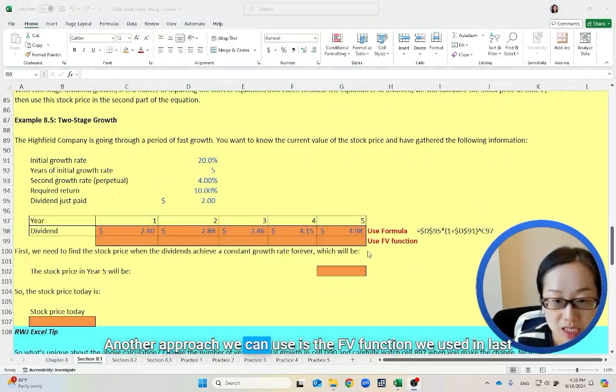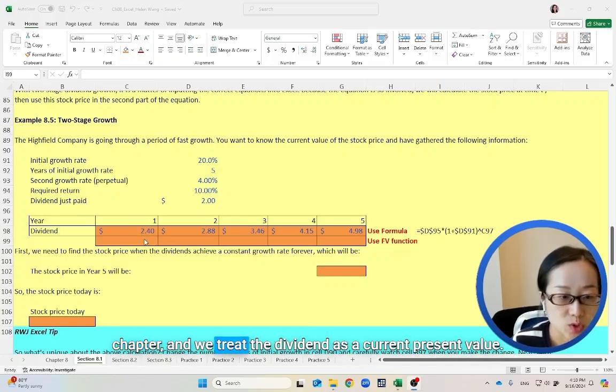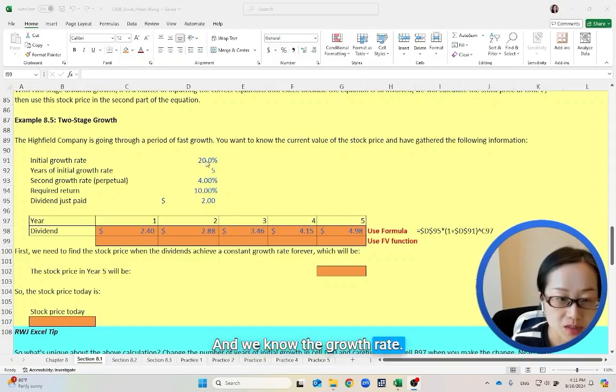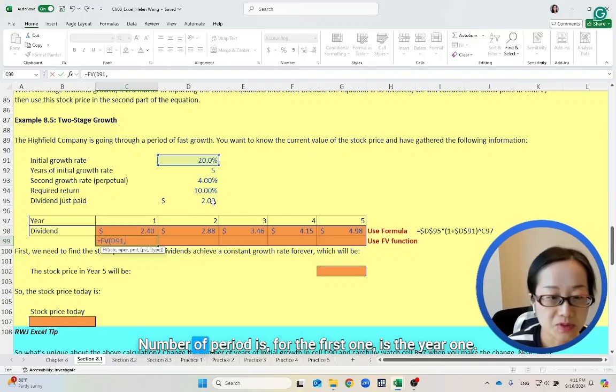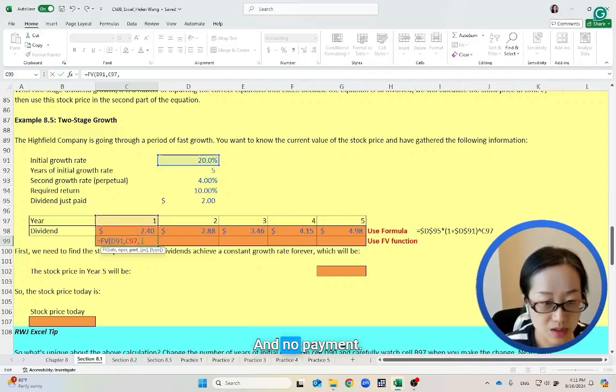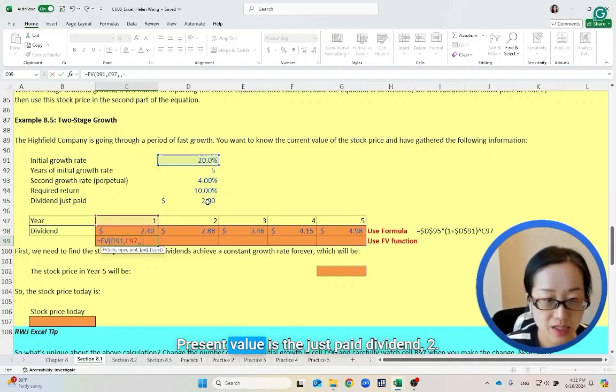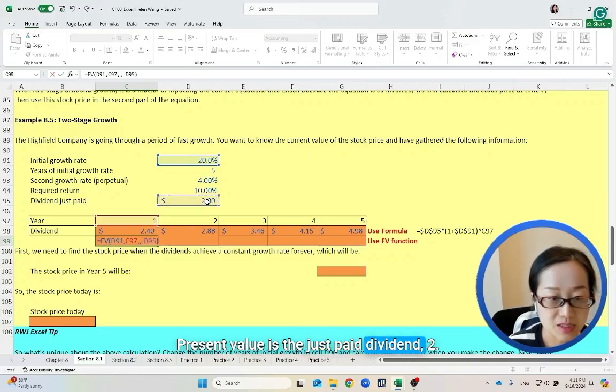Another approach we can use is the FV function we used in the last chapter. We treat the dividend as a current present value, and we know the growth rate. We know the number of periods. We can use the FV function to calculate the future value. In the FV function, the rate is the growth rate, 20%. The number of periods, for the first one, is year 1. There is no payment, and the present value is the just paid dividend, $2.